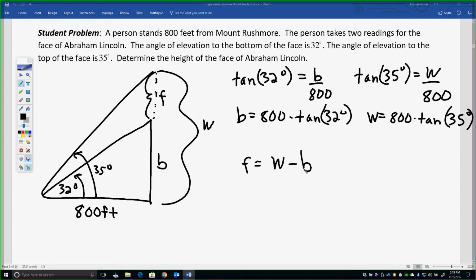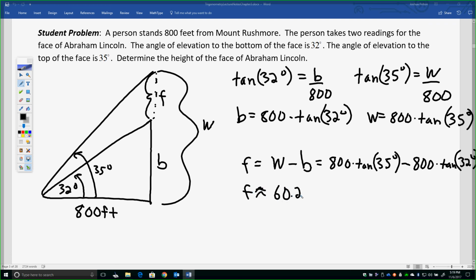So if we plug W minus B into the calculator, again, we don't want to round to the incremental step, that's why I want to keep them in the equation format. So we would get 800 times tan of 35 degrees minus 800 times tan of 32 degrees. So my face will be approximately 60.27 feet for old Abe. And that is the end of part 1.